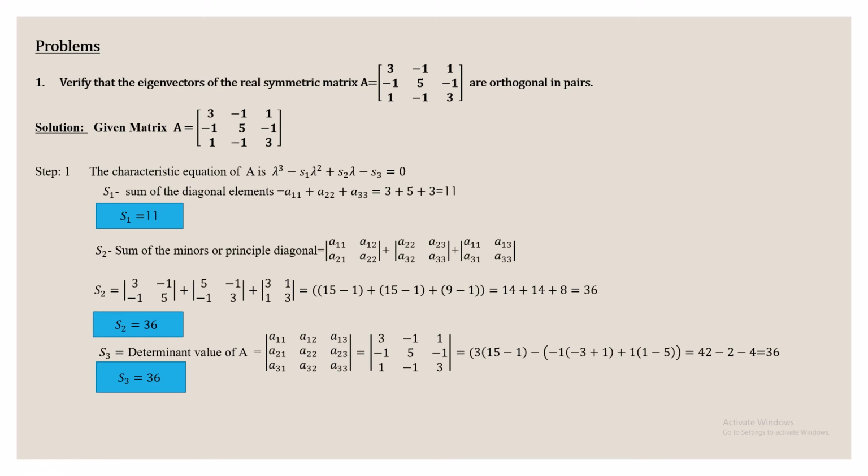Now we are going to solve this problem. First you have to write the solution. What is given here? The given matrix, you have to write it here as it is, and call it A. Then solve step by step.